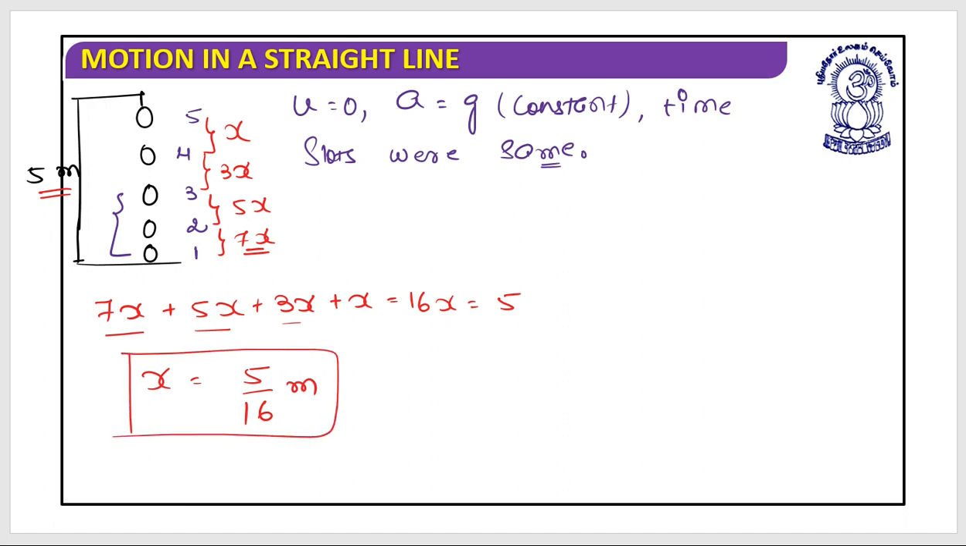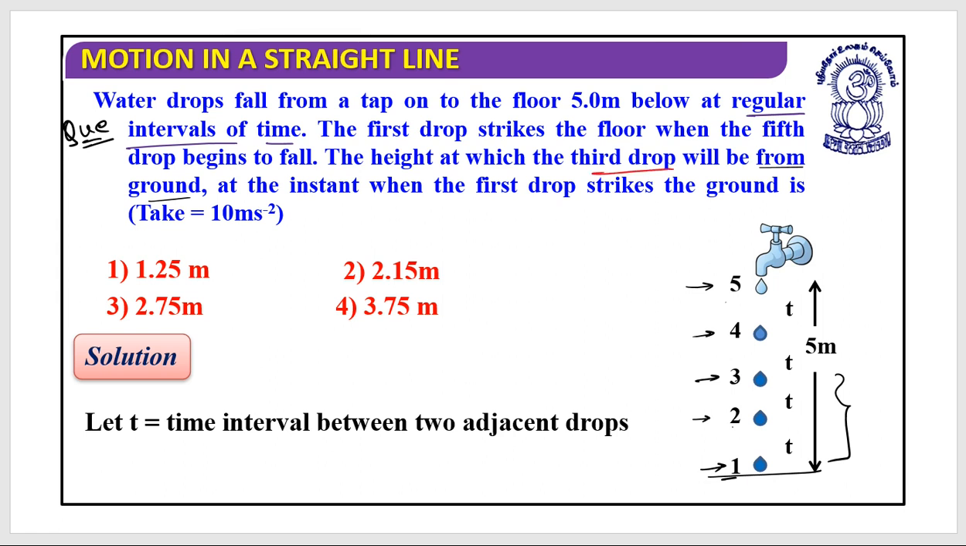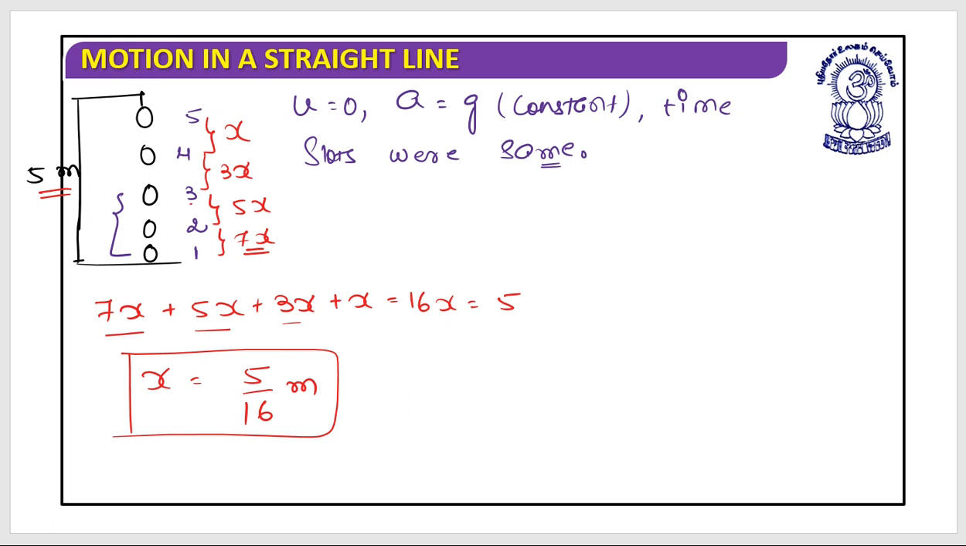Now you have been asked to find out the distance of the third drop from the ground at the instant. So you require the distance of the third drop from the ground. If I look at the diagram, it's 5x plus 7x, 12x. So this 12x should be equal to 12 multiplied by 5 by 16.